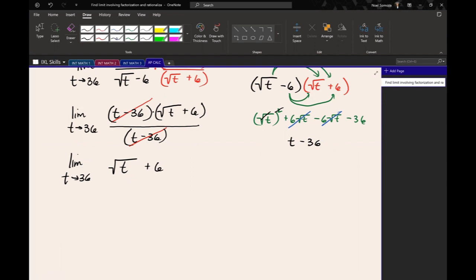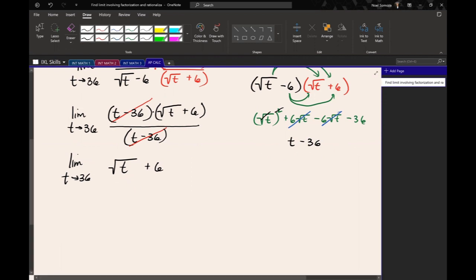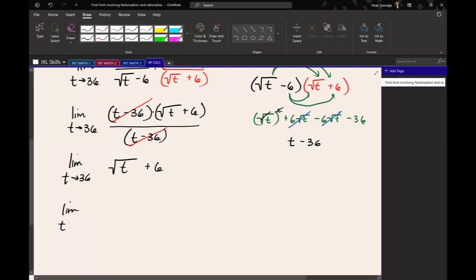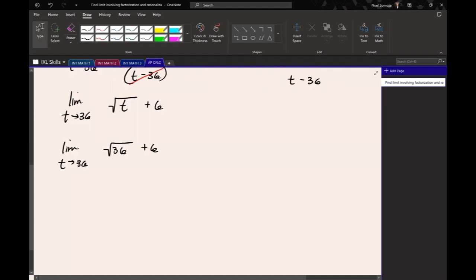So what we'll do next is apply direct substitution. We take the limit as t approaches 36 of the square root of 36 plus 6. This gives us 6 plus 6, which is just 12. So we can say that the limit as t approaches 36 is 12.